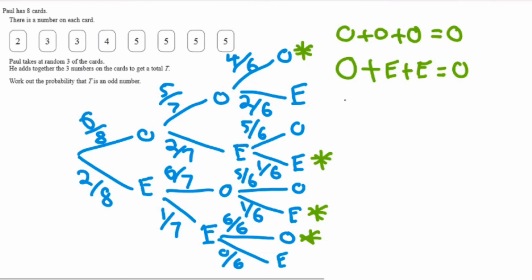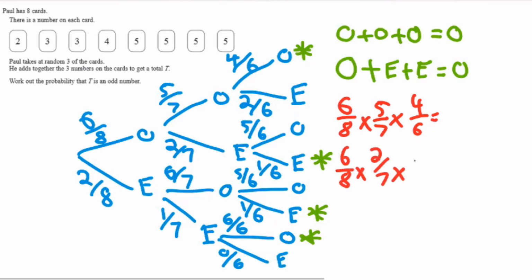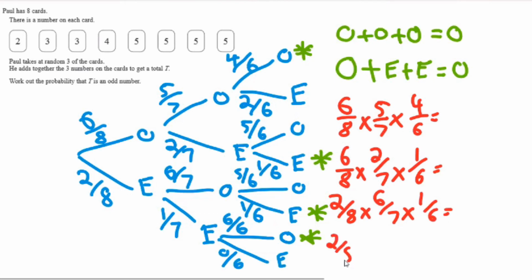So for the first one, we'll just have our 6 over 8 times our 5 over 7 times our 4 over 6. For this one, we're going to have 6 over 8 times 2 over 7 times 1 over 6. Down here, we're going to have 2 over 8 times 6 over 7 times 1 over 6. And finally, down here, we're going to have 2 over 8 times 1 over 7 times 6 out of 6. So we're going to work out each of these, and then we'll add them.